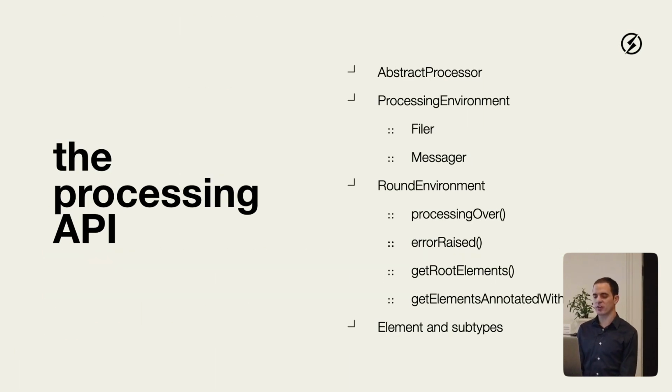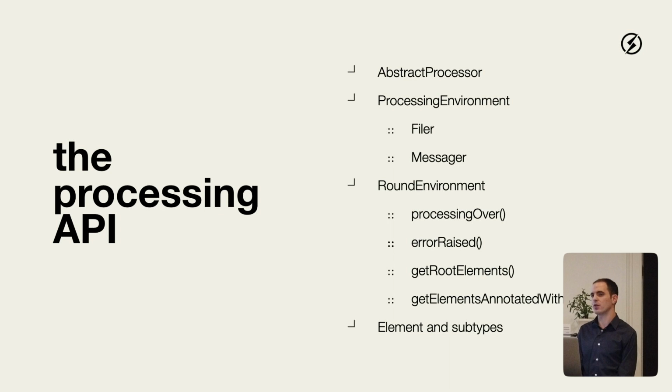So let's see the processing API. We already saw the AbstractProcessor that you have to subclass. There is a processing environment, which is passed in the init function. There are two important parts in it. The first is the Filer.